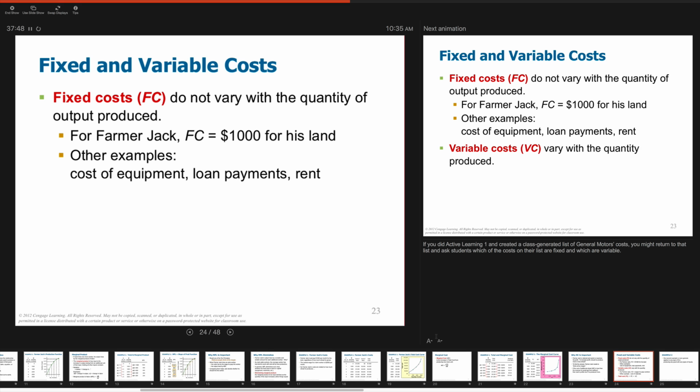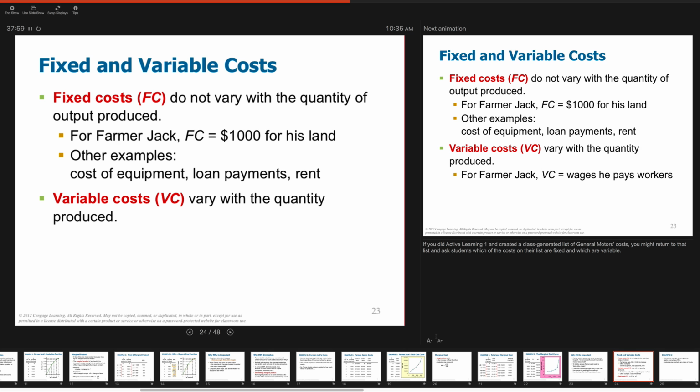The cost of the equipment, the combine, the plow, that kind of stuff. He's got interest payments on his loans. Variable costs vary with the quantity produced. Okay. Let's take Jared here. We're going to give Jared 2 mowers and a trimmer. He has fixed costs associated with his business.